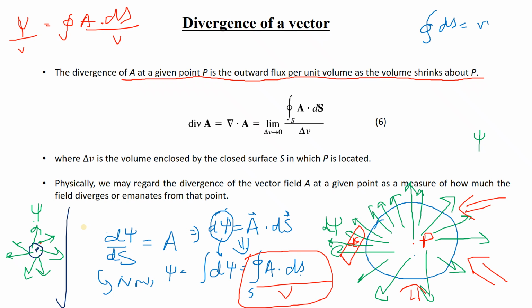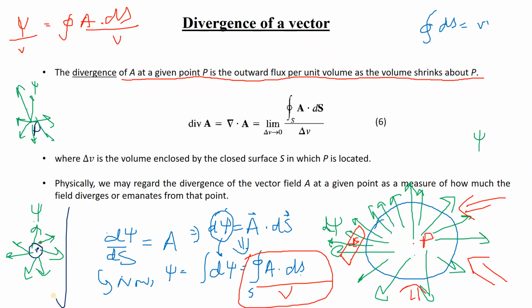So the flux is psi, but the volume is shrinking as if it is becoming a point. Gradually it will become simply a point P. The volume keeps shrinking, and the flux is coming out from the point. Okay.